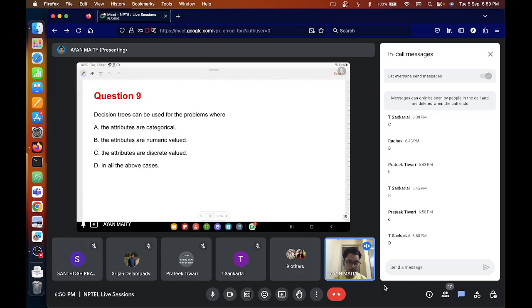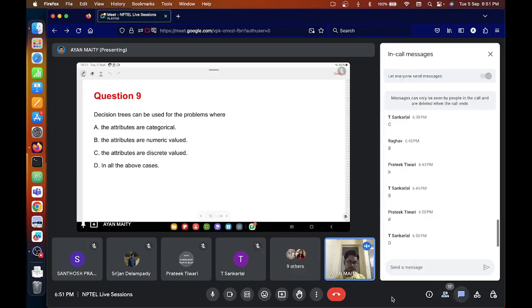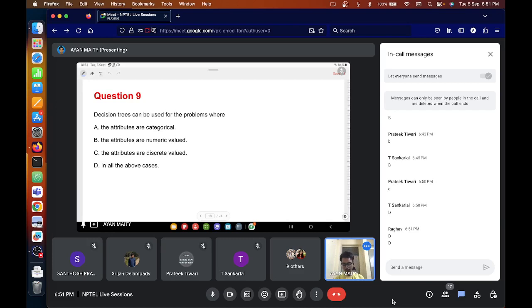Pratik is saying option D, Sankalal is also saying option D. Okay. Raghav is also saying option D. So all 3 answers in the chat are option D.